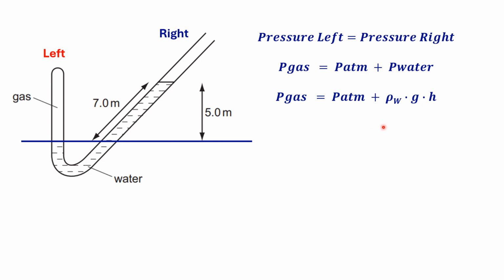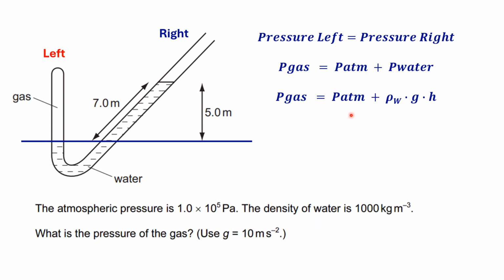Now, what do we have in terms of information? The atmospheric pressure is given by 1 times 10 to the 5 pascal. The density of the water is 1000 kilograms per cubic meter, and we are asked to use 10 meters per second squared for g.